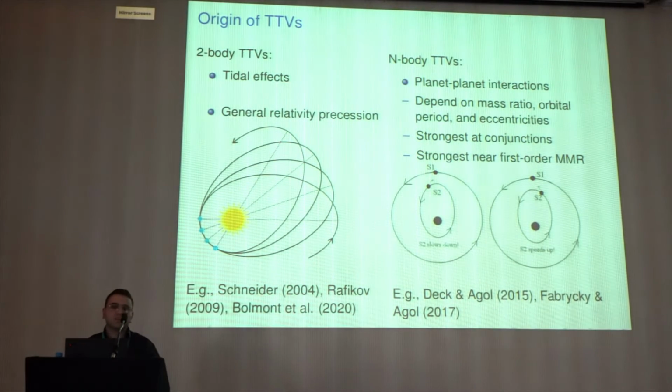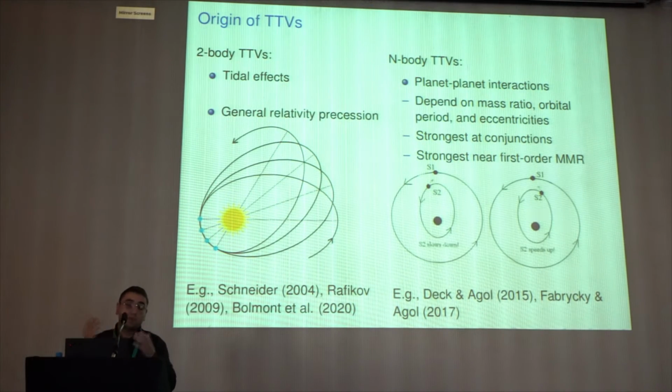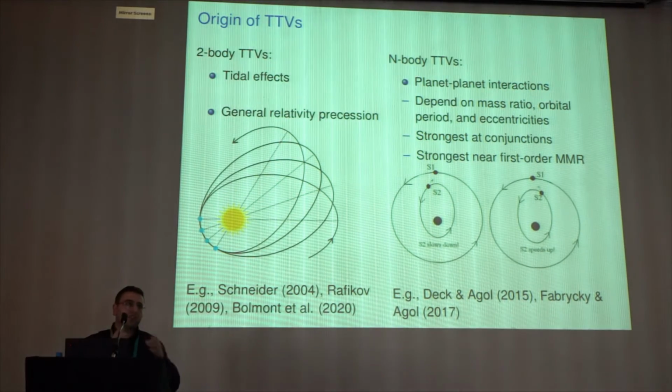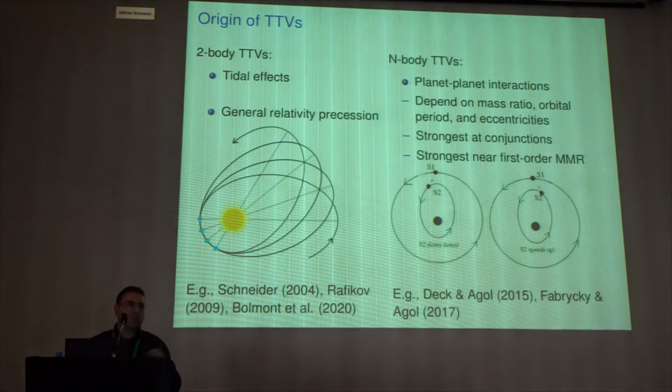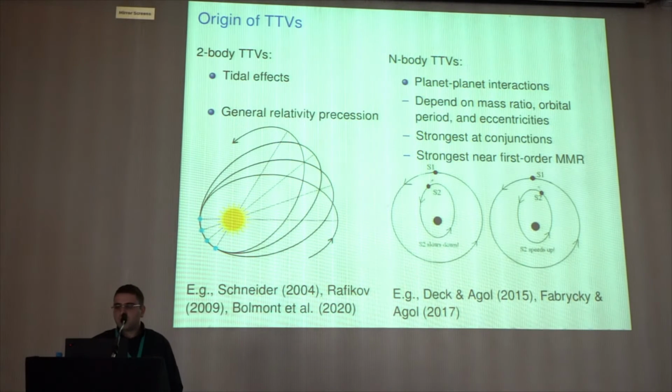The most simple ones are the two-body TTVs, well, not simple, but they don't involve another body to perturb the system. This could be tidal effects between the star and the planet, or if the planet is much closer to the star and also eccentric, you might get general relativity precession. For instance, if another alien civilization observes the Sun and sees Mercury transiting, we know that due to general relativity Mercury will start precessing and they will observe TTVs. Okay? This is not TTVs due to another planet pulling the planet, but basically general relativity.